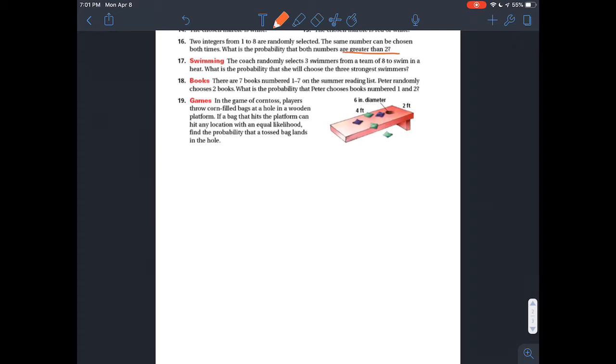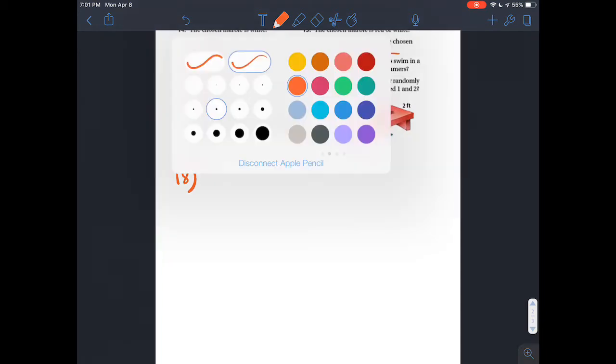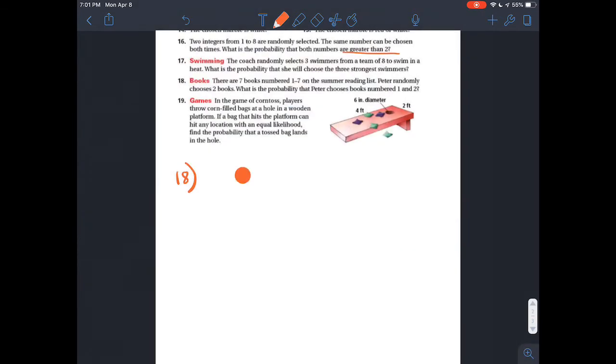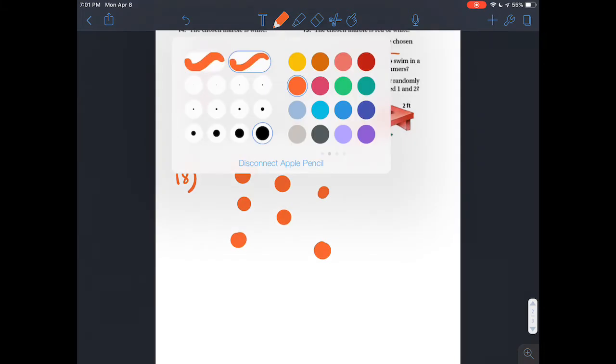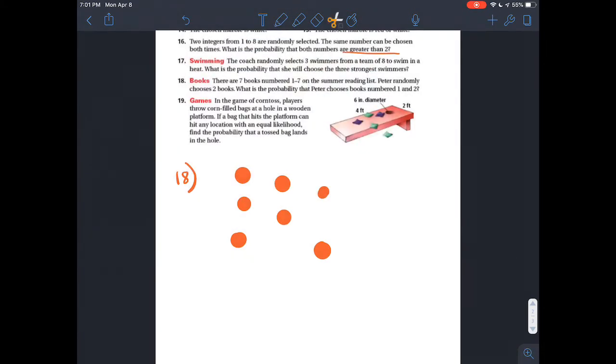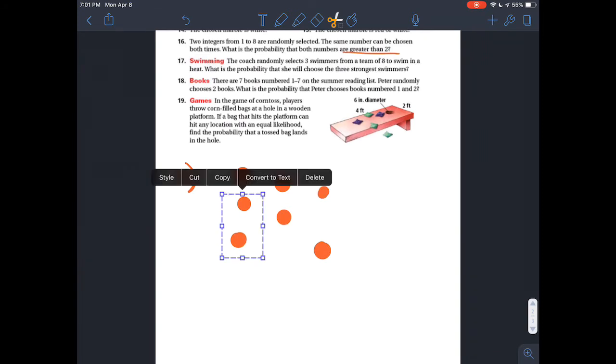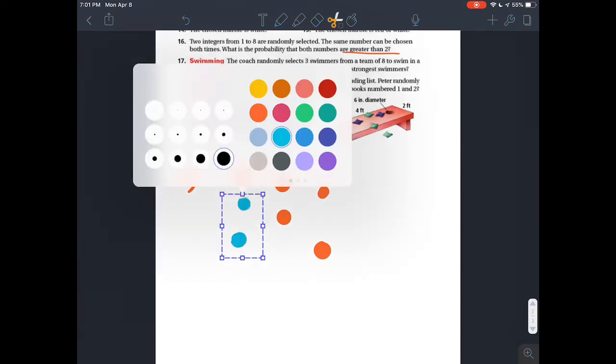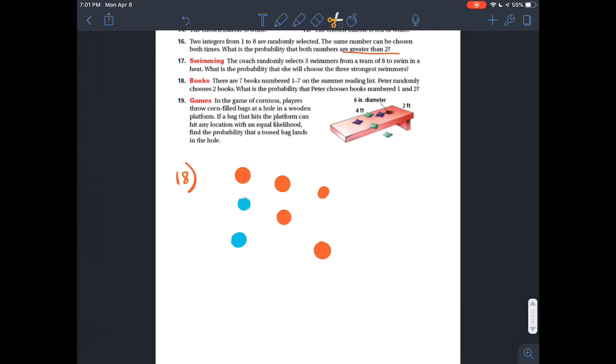Okay, number 18. There are 7 books numbered 1 through 7 on the summer reading list. Peter randomly chooses 2 books. What is the probability that Peter chooses books numbered 1 and 2? A couple different ways we could think about this. Going off the last example, we have 7 books, and 2 of them are special: books numbers 1 and 2.